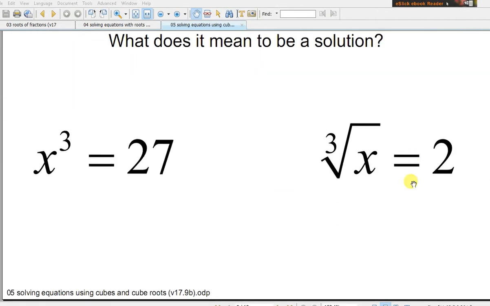What does it mean to be a solution? Well, it means if you plug it in, it will work. So look at that first equation right here. And I'll tell you when you have to start putting things in your notes. But looking at this one, what number cubed would equal 27? Oh, 3 times 3 times 3 equals 27. So x equals 3. And right here, what number could I put in for x and get out a 2? Well, the cube root of 8 is 2. So we're solving some equations.